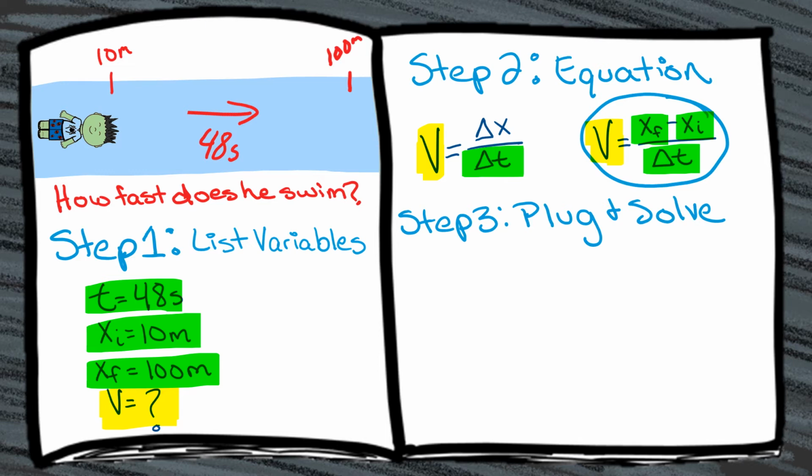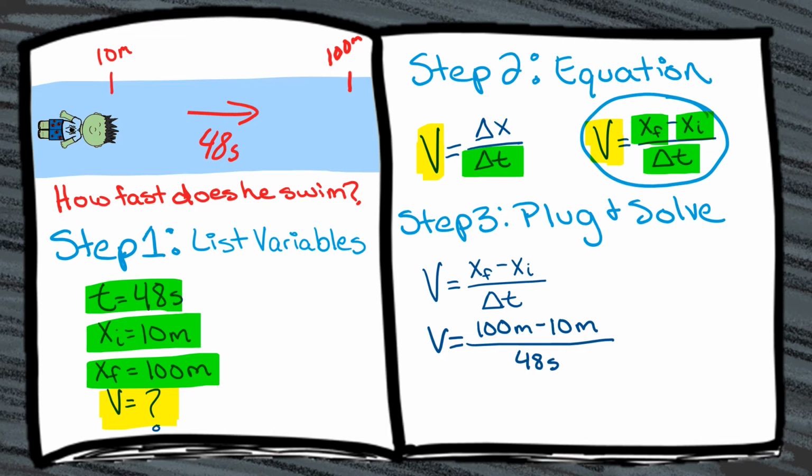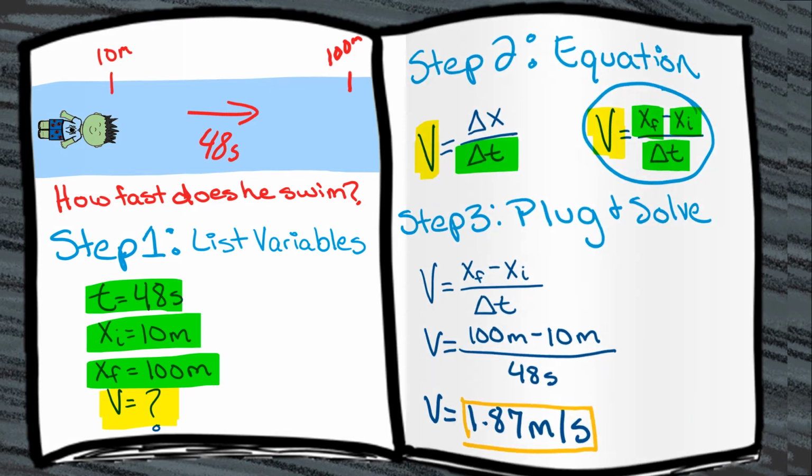You got it, Alex. Step 3 is to plug in the numbers and solve for the missing variable. In this case, we need to solve for velocity, which means that we simply need to plug in the values for the final position minus the initial position and then divide it by the time, resulting in a velocity of 1.87 meters per second for this swimmer.